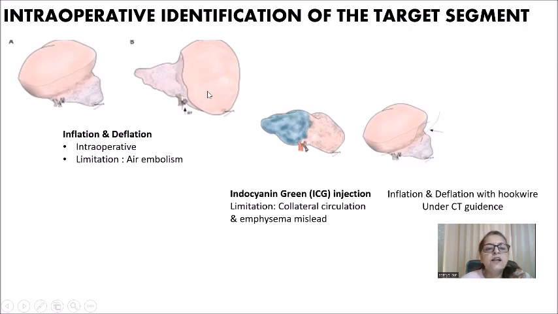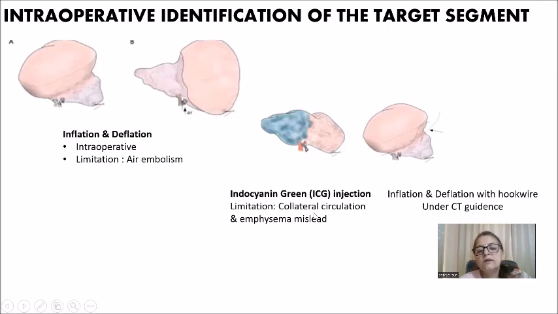This inflation and deflation technique can be further improved by using a hook wire, which can be put through the margins so that we can decide about the resection margins. This is done under CT guidance and is helpful in deciding about the resection margins. But if there is a threat of air embolism, then we can use indocyanine green injections, which can be put either through the bronchus or through the veins.